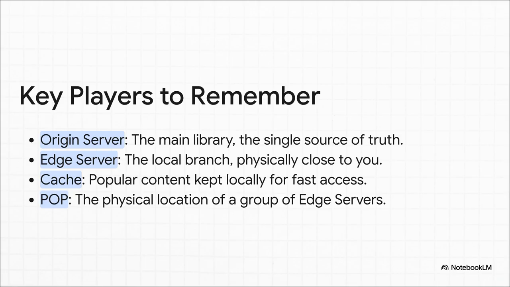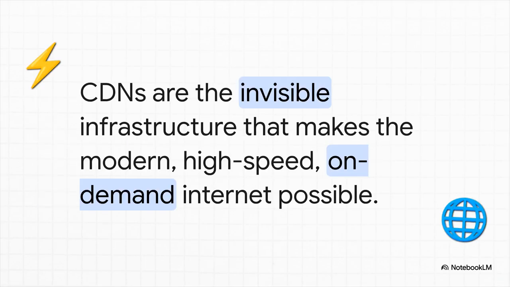And those local branches, the edge servers, they're all housed in physical data centers we call POPs, or points of presence. When you really stop and think about it, from streaming a 4K movie to having a live video chat with someone across the globe, none of it would be as fast, as reliable, or as secure without the silent, constant work of content delivery networks. They really are the invisible architecture of our digital lives.